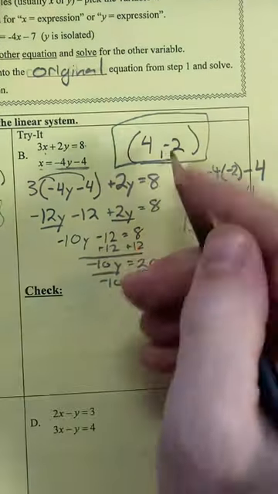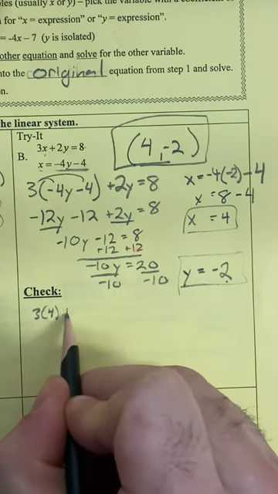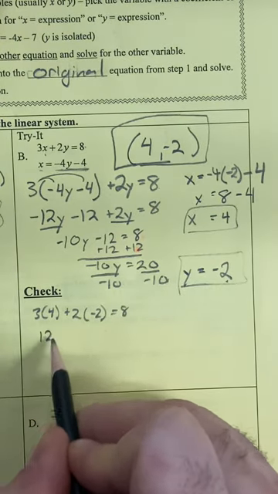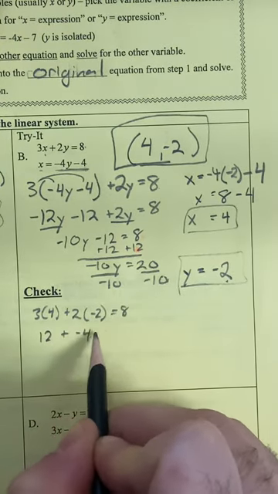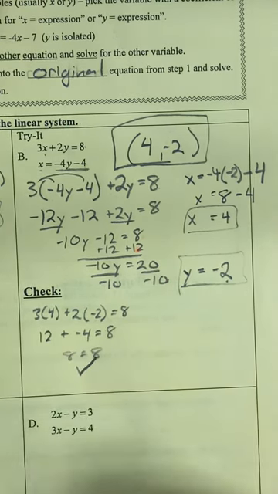That last step is just a check. So I'm going to put my values in. I'm going to say 3 times 4 plus 2 times negative 2 equals 8. That's 12, negative 4. 12 and negative 4 makes 8. 8 equals 8, so that one checks out.